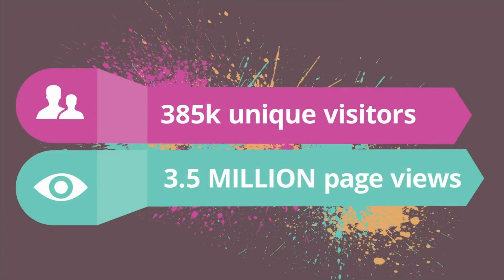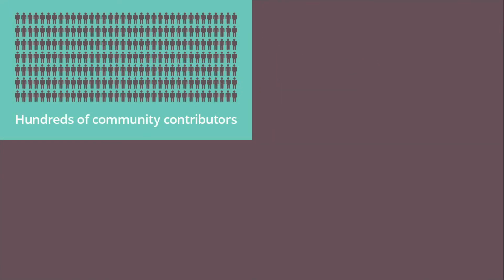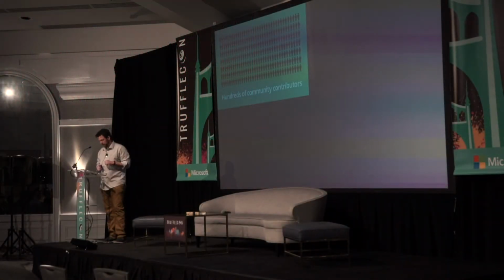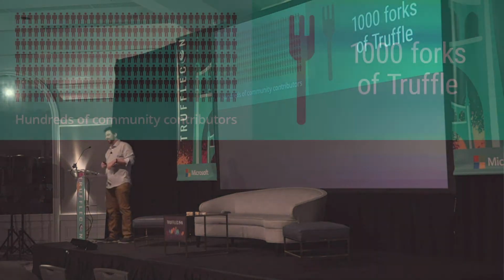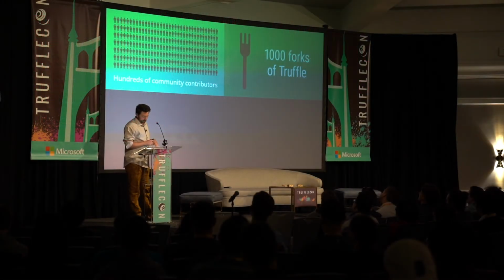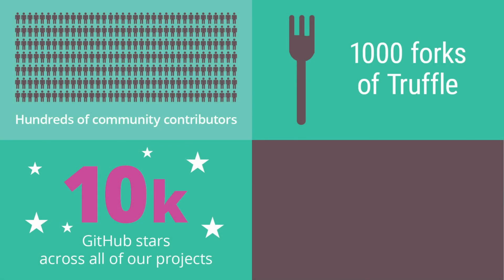We've had 385,000 unique visitors to our website, reading our documentation, and 3.5 million page views. We have hundreds of community contributors. Thank you, all of you, who submitted a pull request or an issue, and if you haven't done that, please do so. We like to call these people Trufflers. We've had over 1,000 forks of Truffle, so people working with Truffle on their own GitHub projects. 10,000 GitHub stars across all of our projects.